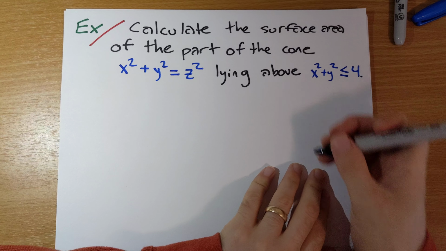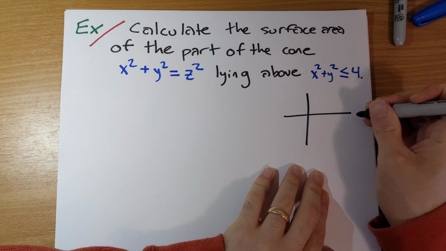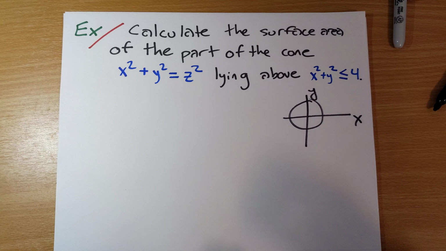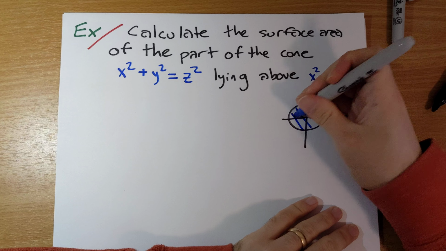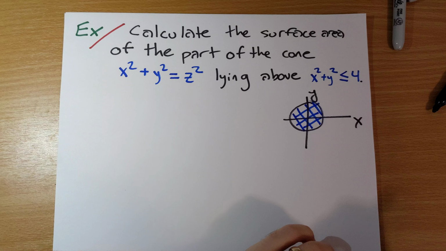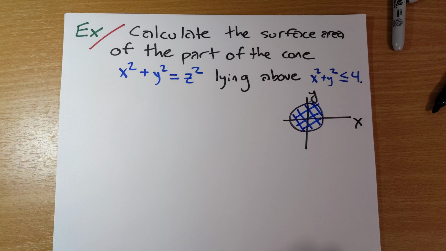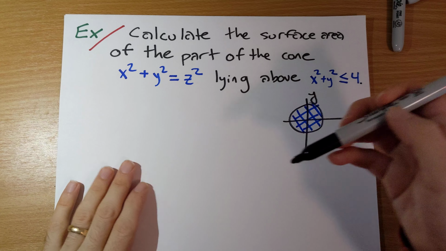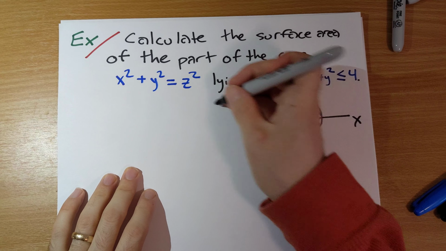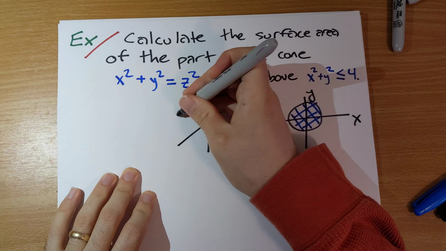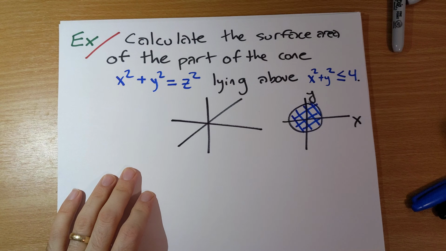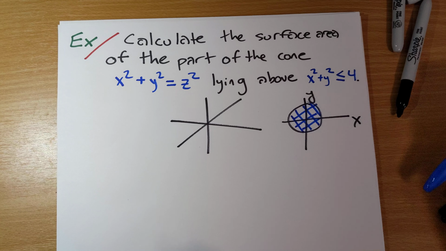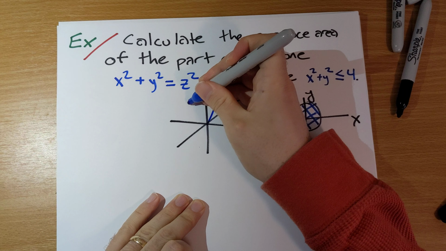So x squared plus y squared is less than or equal to 4. In the xy plane, that is, we're talking about the region inside the circle here. And so the part of the cone x squared plus y squared is equal to z squared. So what does that look like in 3 dimensions? Our cone looks like this.